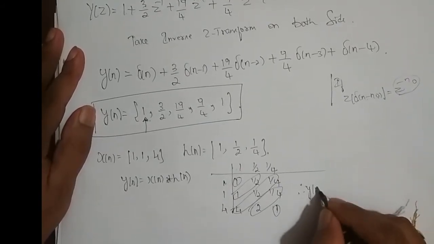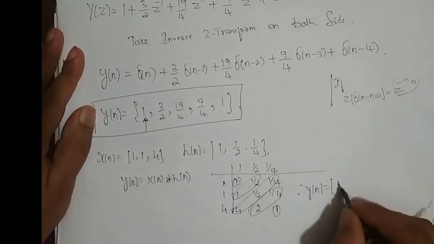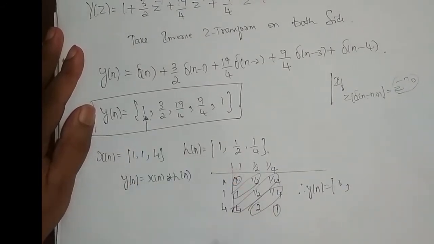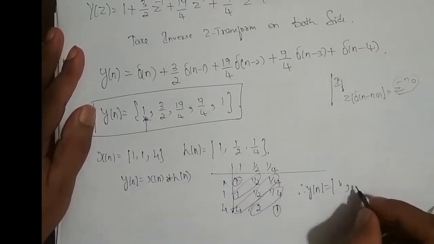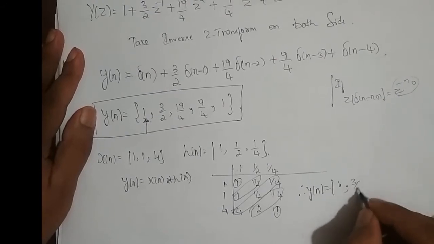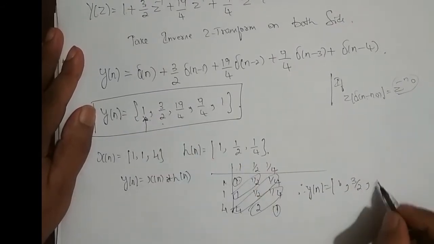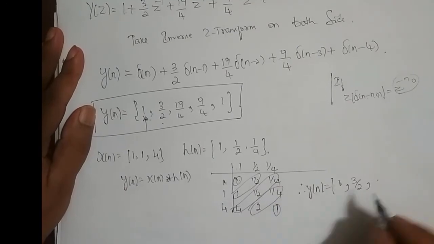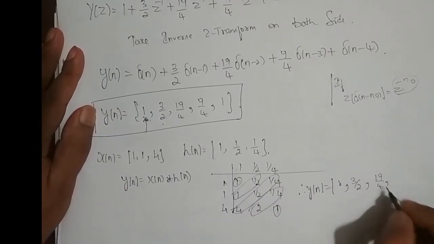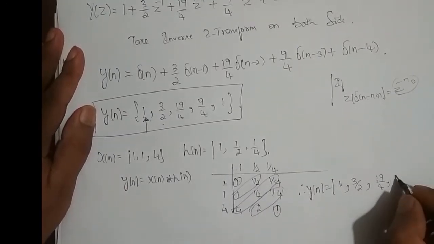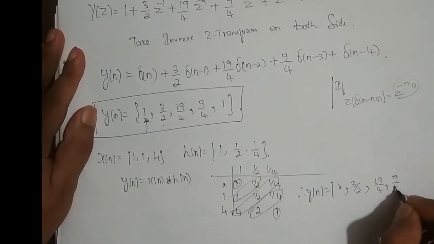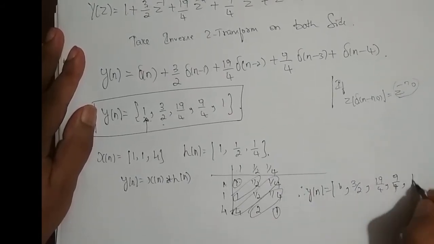Therefore I get y of n as this: 1, 1 which is matching, and what is 1 plus 1 by 2? It is 3 by 2 which is matching. And what is 4 plus 1 by 2 plus 1 by 4? We get 19 by 4. You just check it. And 2 plus 1 by 4 is 9 by 4, and the last sequence is 1.